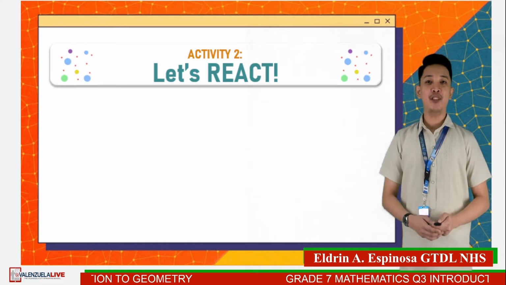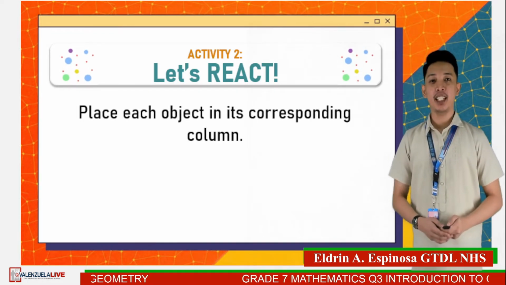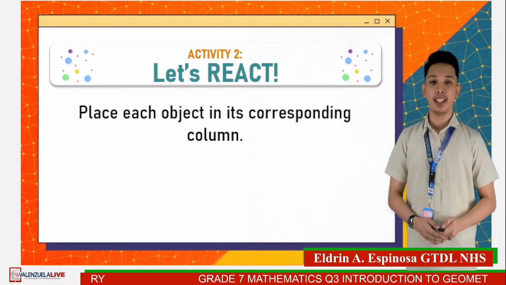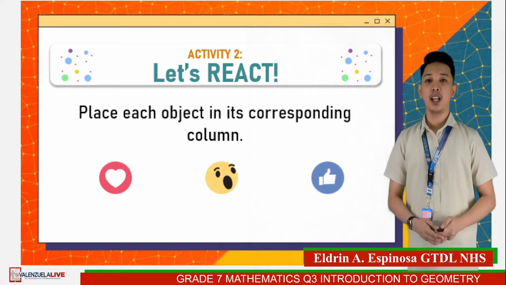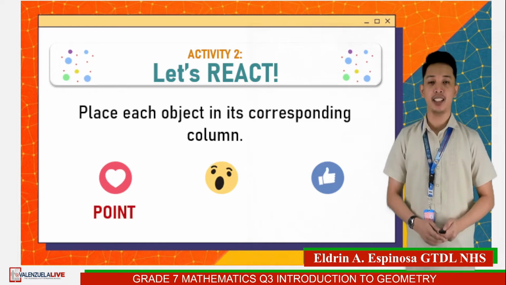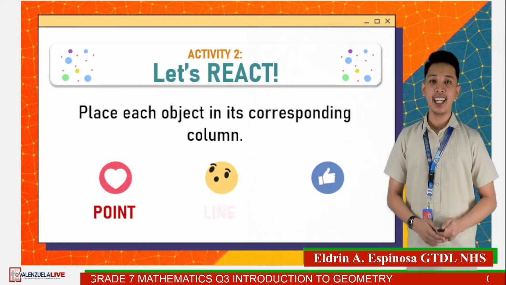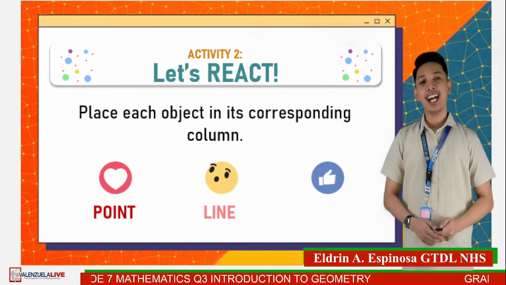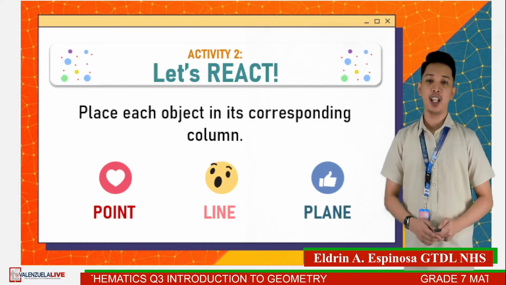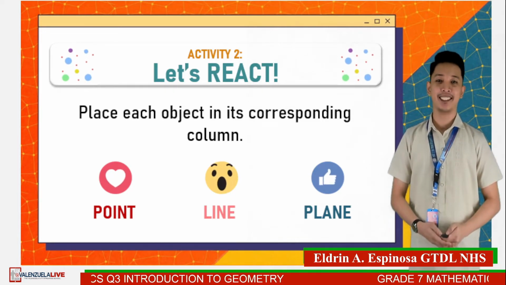Now, are you ready for the next activity? All right. In this activity, all you have to do is to place each object in its corresponding column. Then, press the heart reaction if the given object represents a point. Press the wow reaction if the given object represents a line. Press the like reaction if the given object represents a plane. You have 5 seconds to key in your answer in our comment box below.